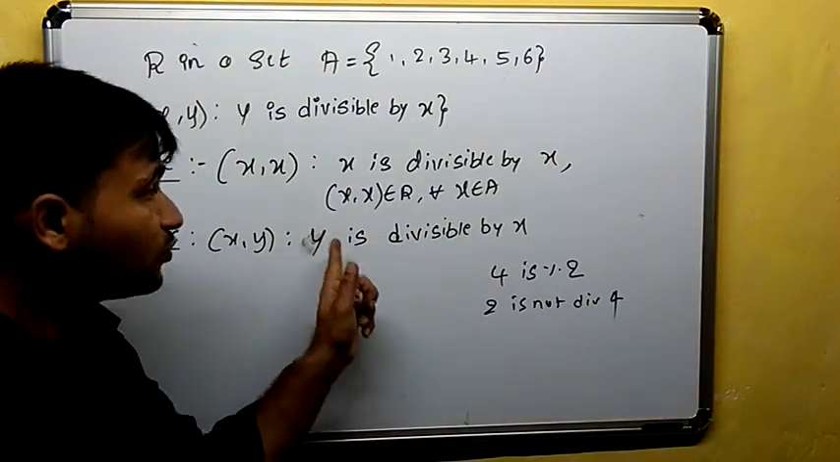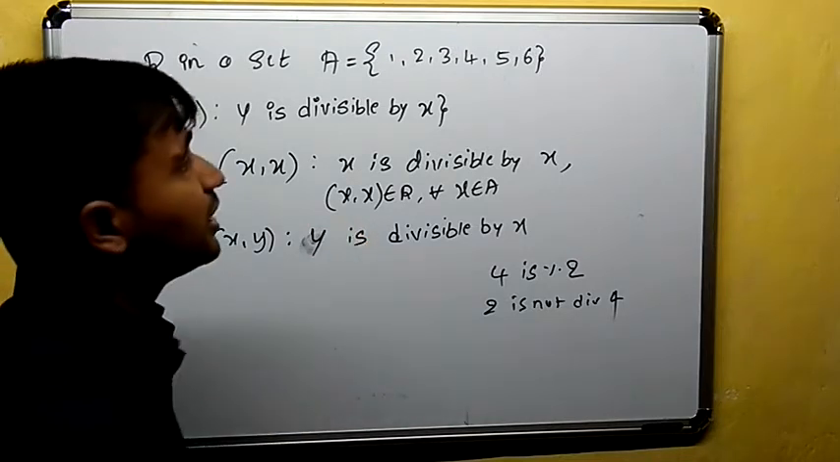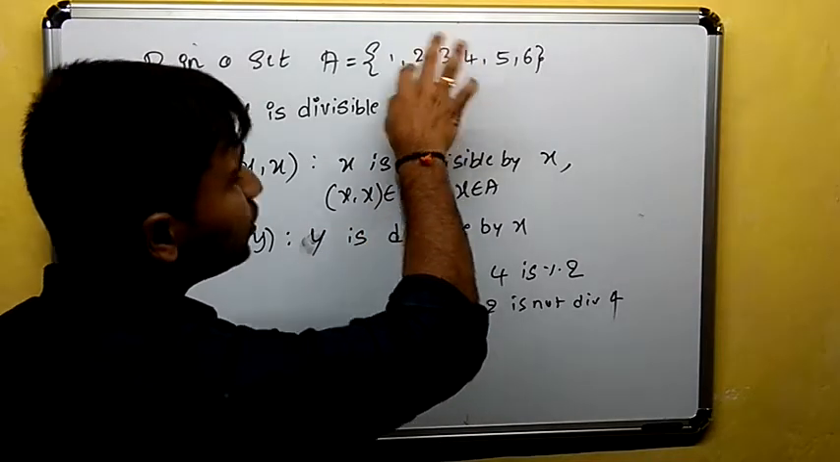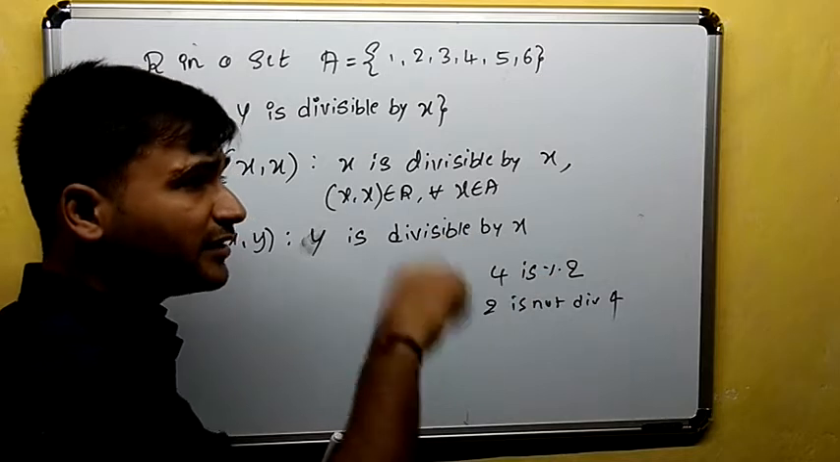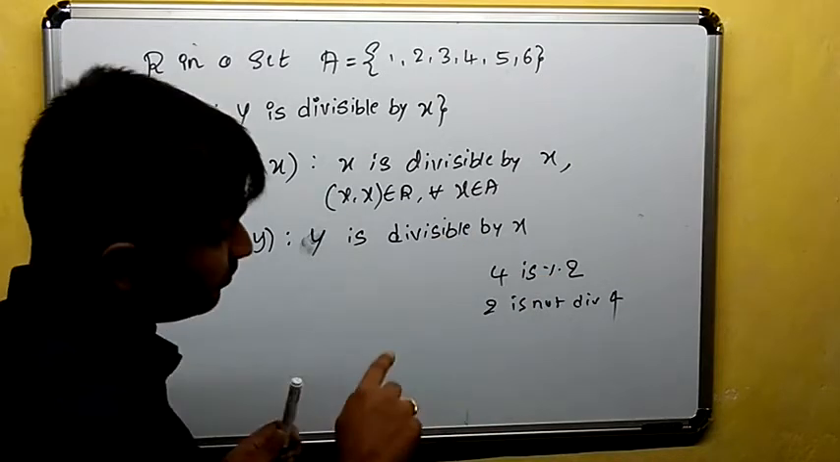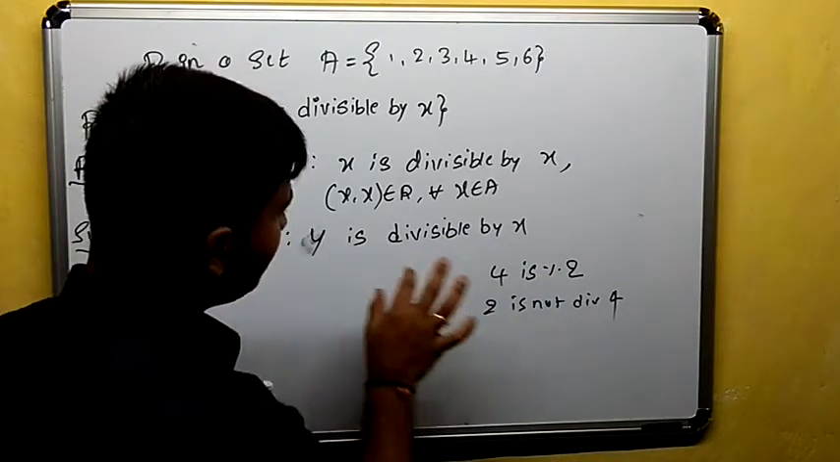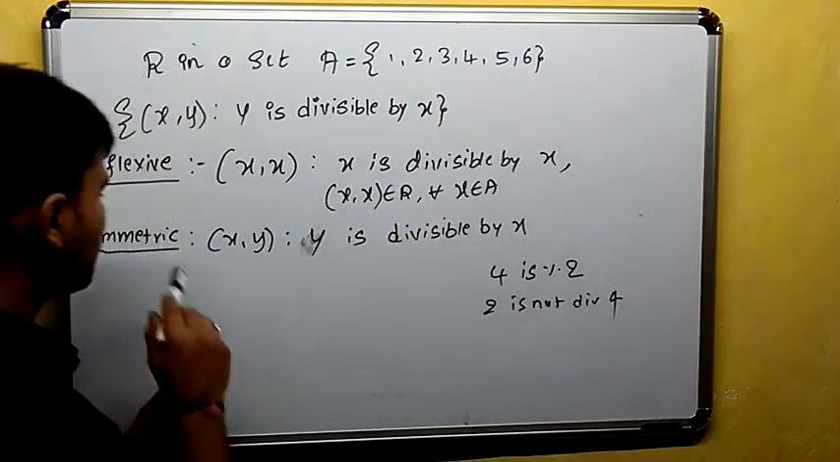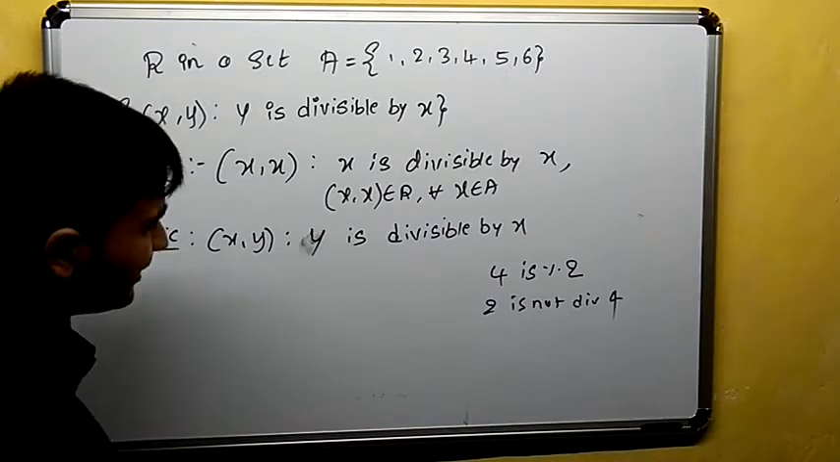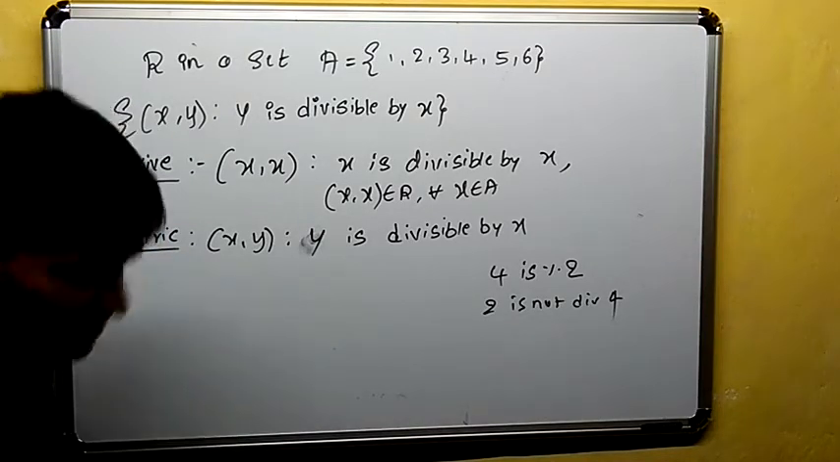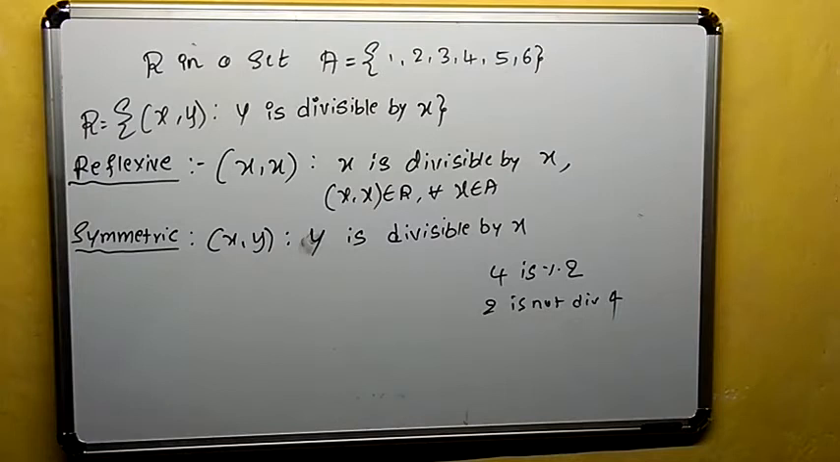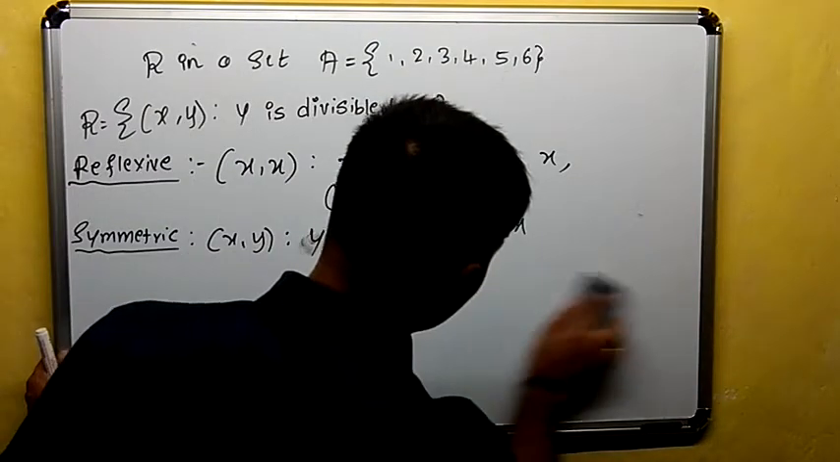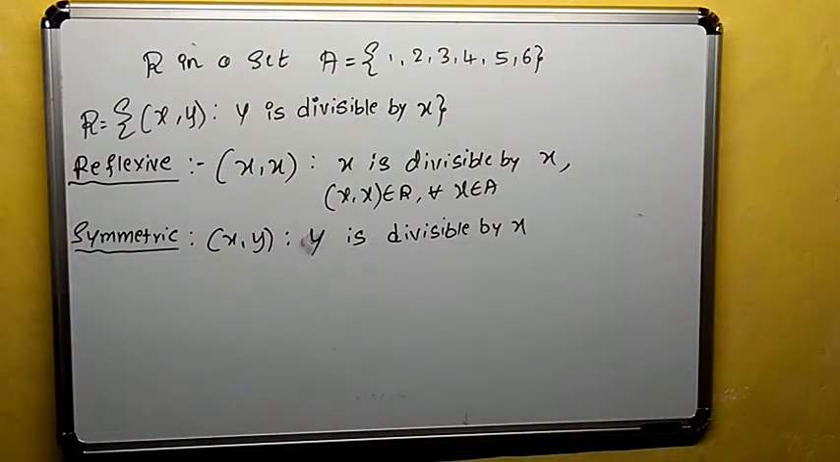The result holds good means it should hold for every number. You can say we have element 2. 2 is divisible by 2. Then again if you consider 2 is divisible by 2. But to be symmetric, it must satisfy for all. If you have a single example that does not satisfy the conditions of symmetric, then it is not symmetric. So next we need to prove it is transitive or not.